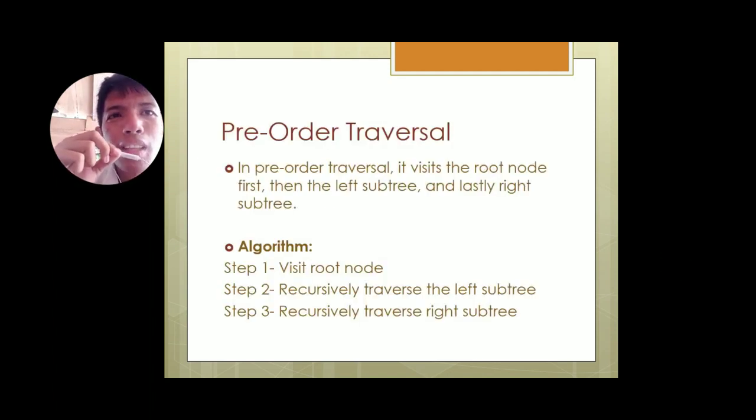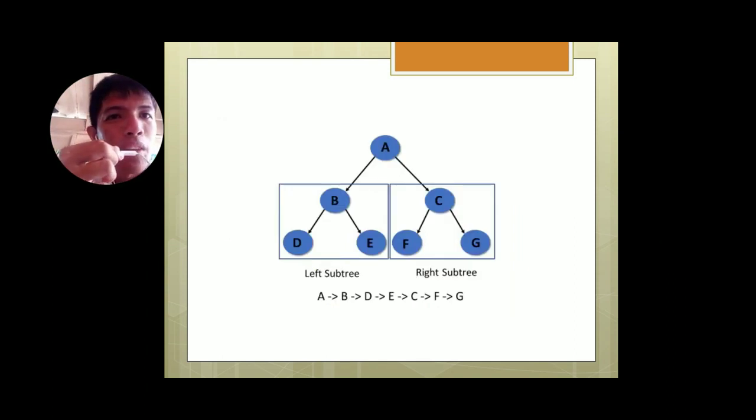Pre-order traversal. In pre-order traversal, it visits the root node first, then the left subtree, and lastly the right subtree. So the first step of the algorithm is to visit the root node, then recursively traverse the left subtree, and then the right subtree. So we start with the root, which is A, then the left, B, D and E, then the right, C, F and G.